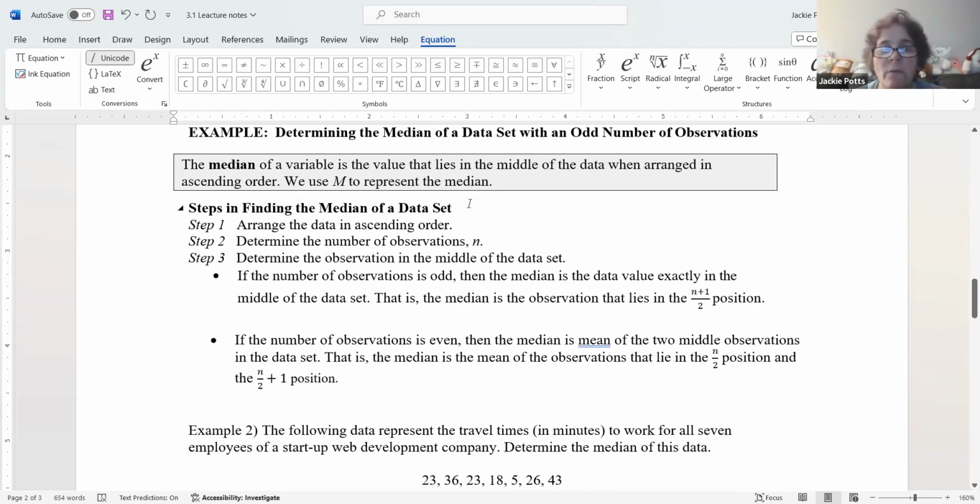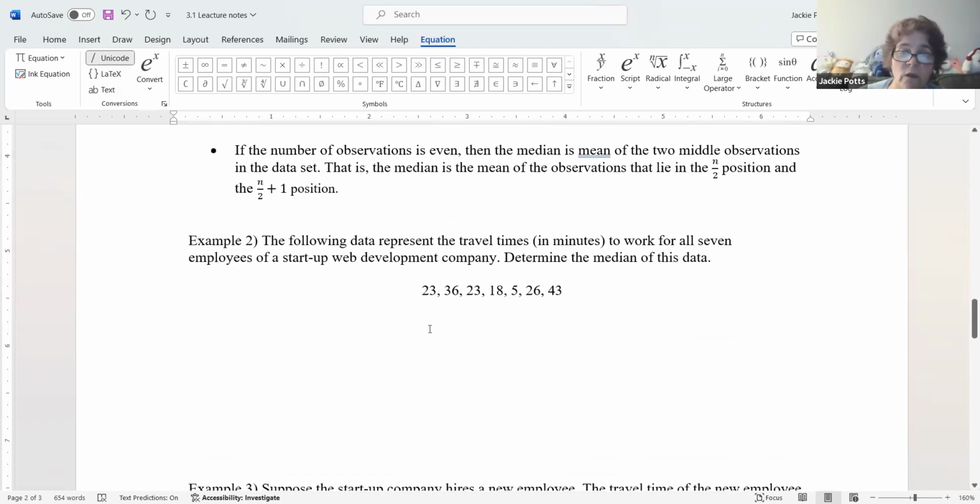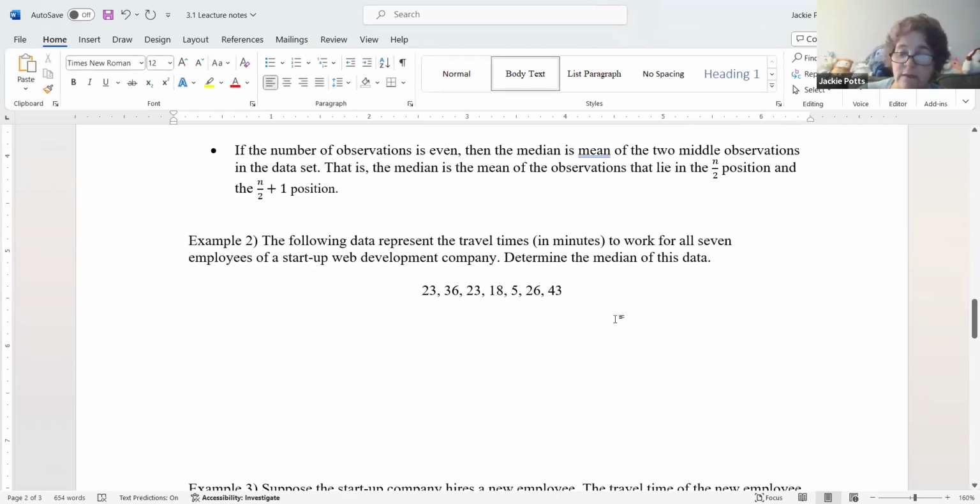The next type of average is the median, with the median being the middle number. To do it, here are the steps. First, we need to put the numbers in order, smallest to largest. So doing that, I see 5, 18, 23, another 23, a 26, 36, and a 43.